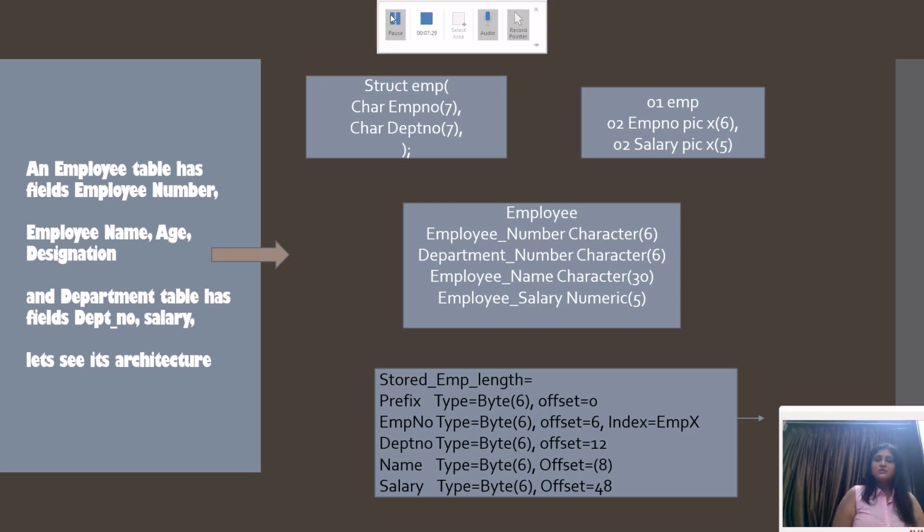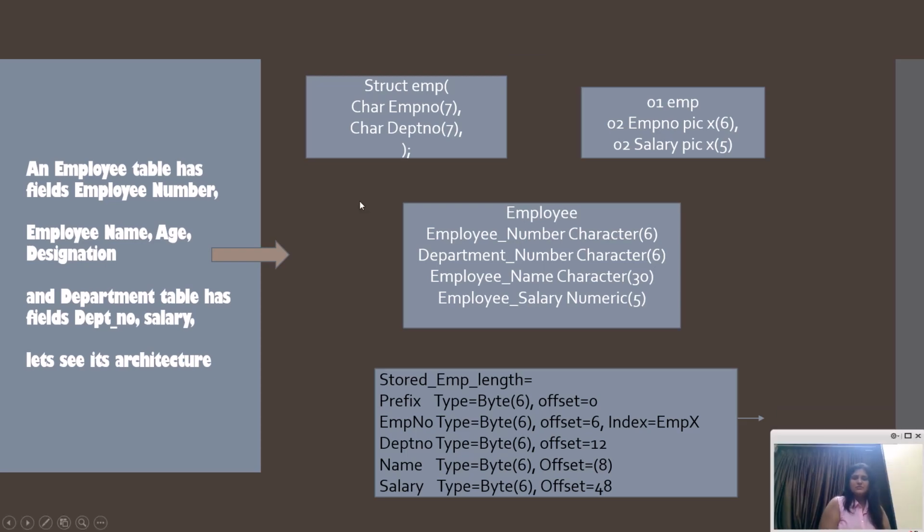This is our disk. This is our internal storage, our internal view. So how is it stored on our disk? It is stored like this. We have bytes and offsets. The type is byte, 6, and these bytes again consist of bits. 1 byte equals 8 bits, so we can calculate.